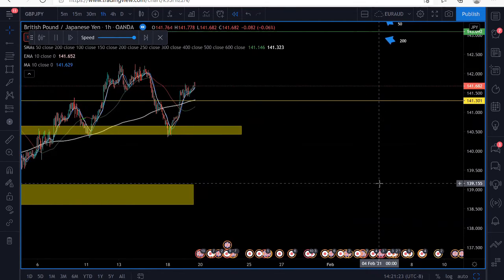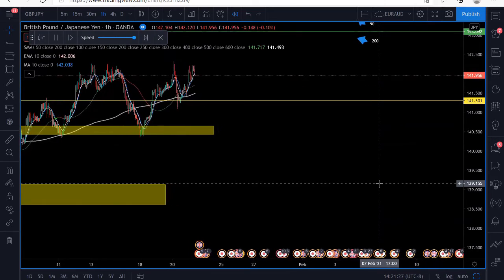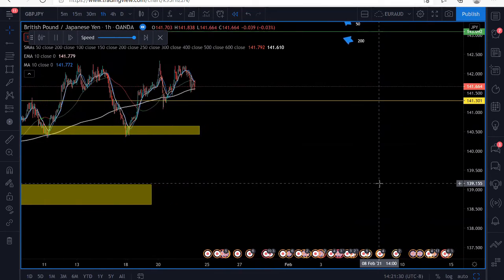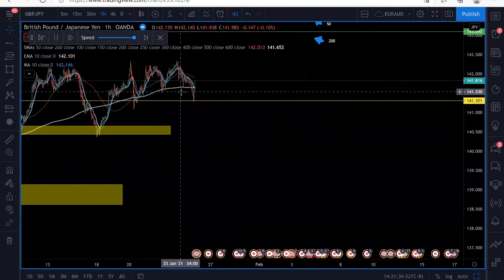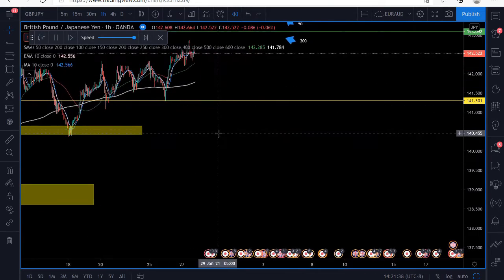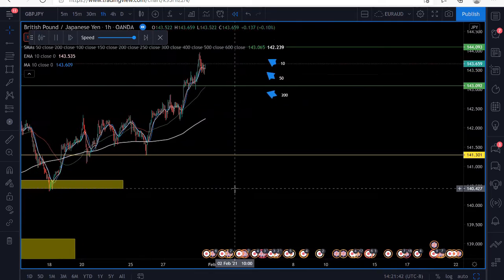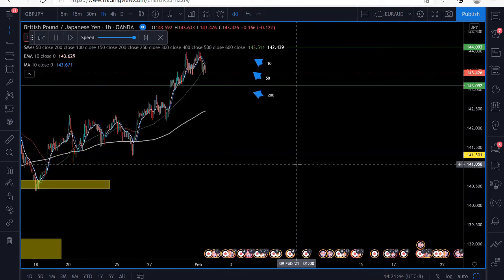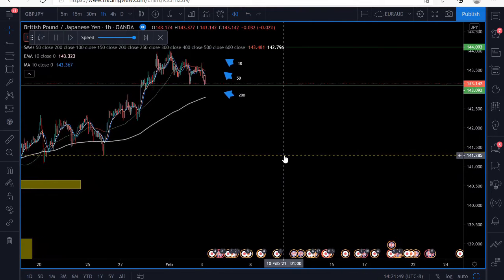Boom. So that golden zone was hit. Retest. All right. Are we going to come down to the other one? No, it doesn't look that way. You see how it's riding that 200? That is beautiful. But it came back to test this golden zone, and it's just pushing on up. We got a serious, serious bullish market for GBP JPY right now.